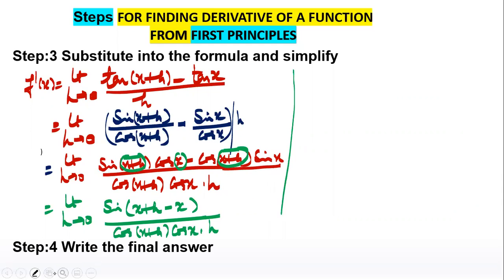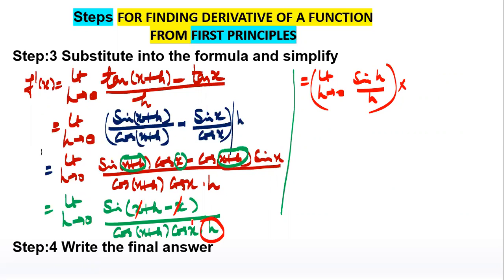Now substitute the value. Equals limit h tends to 0, this will cancel out, sin h upon h, this h is there. So sin h upon h into limit h tends to 0 of 1 upon cos(x+h) into cos x.